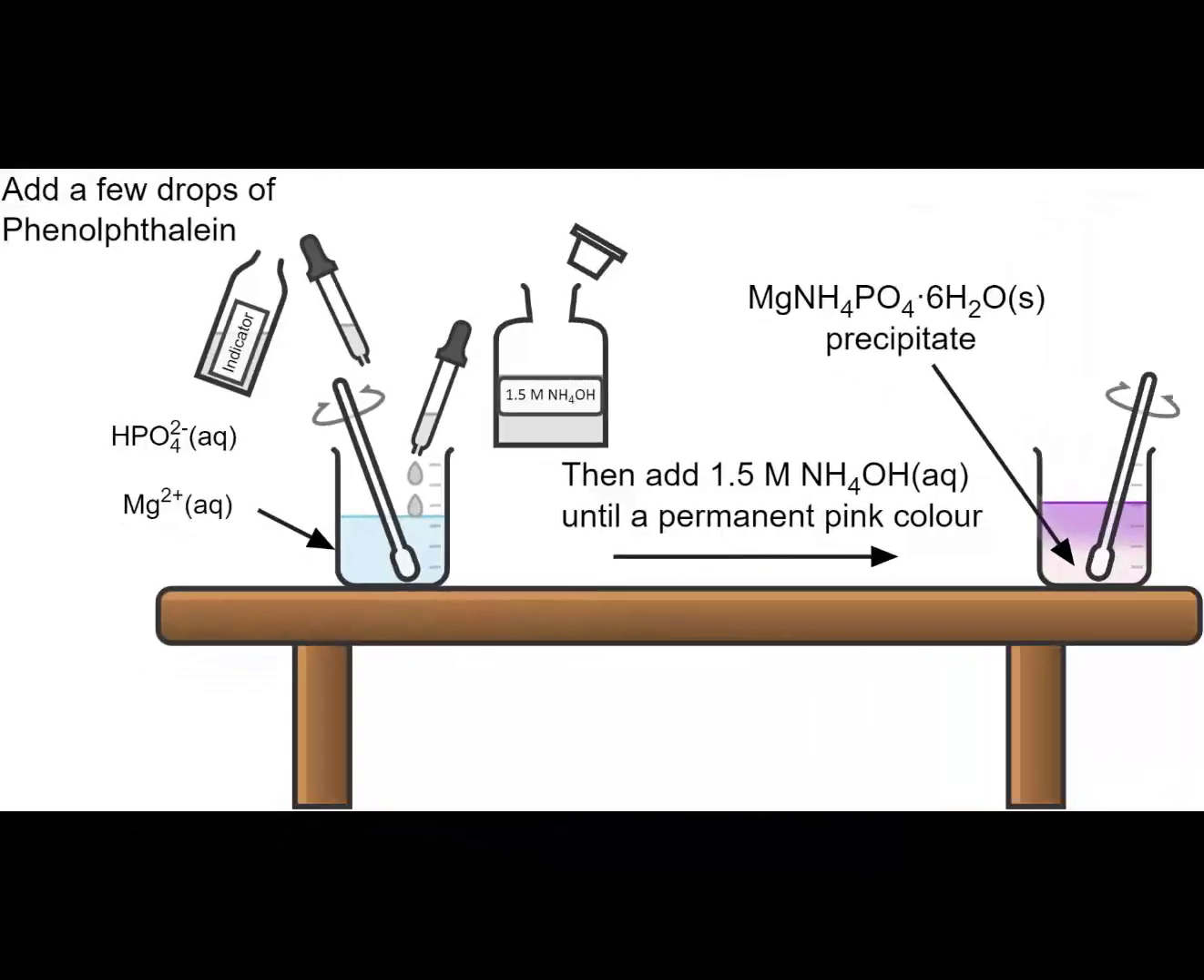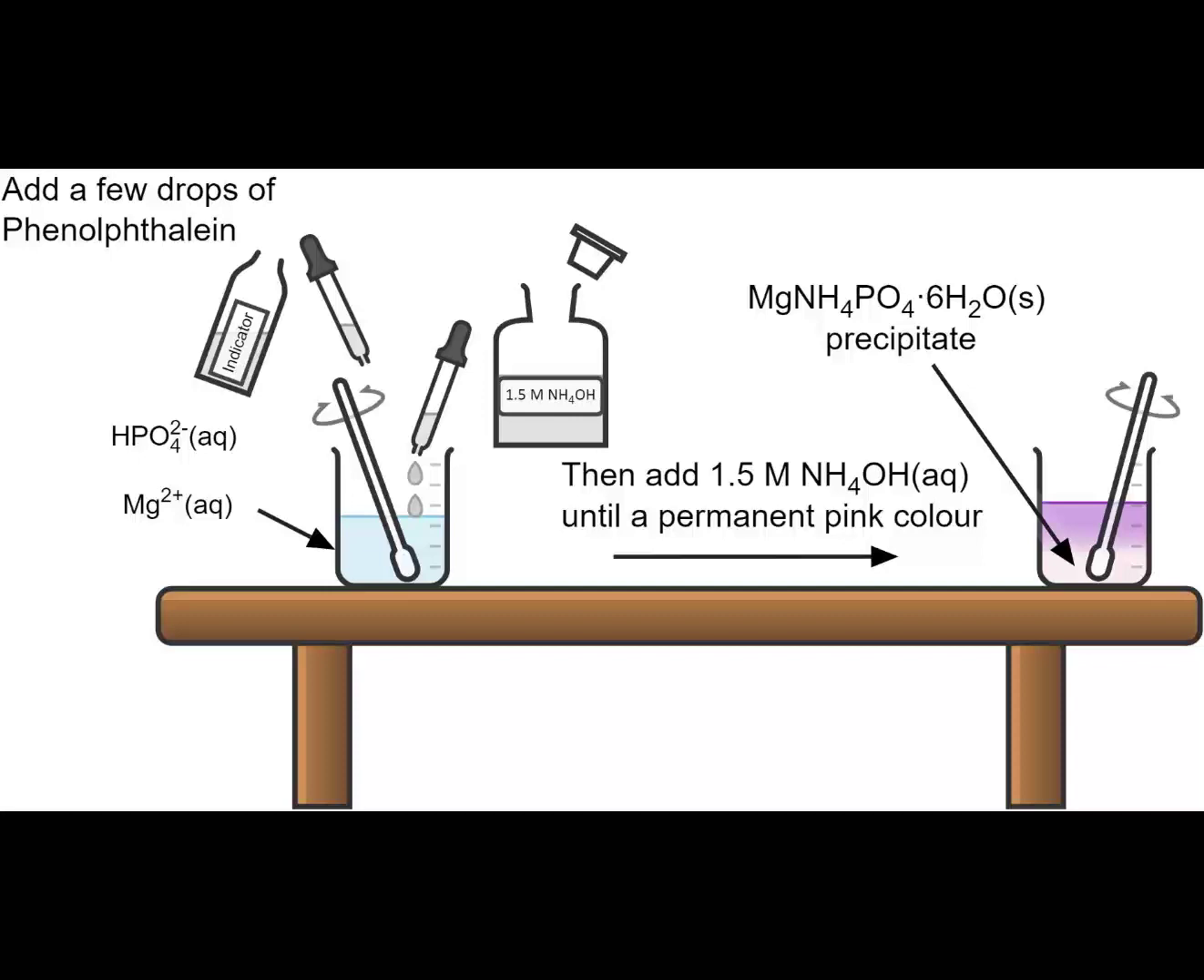In the next step, a slight excess of 1.5 molar ammonium hydroxide is added. The ammonium ion is obviously involved in the chemical formula for the precipitate, and the hydroxide ion will produce the appropriate pH so that the hydrogen phosphate ion predominates.